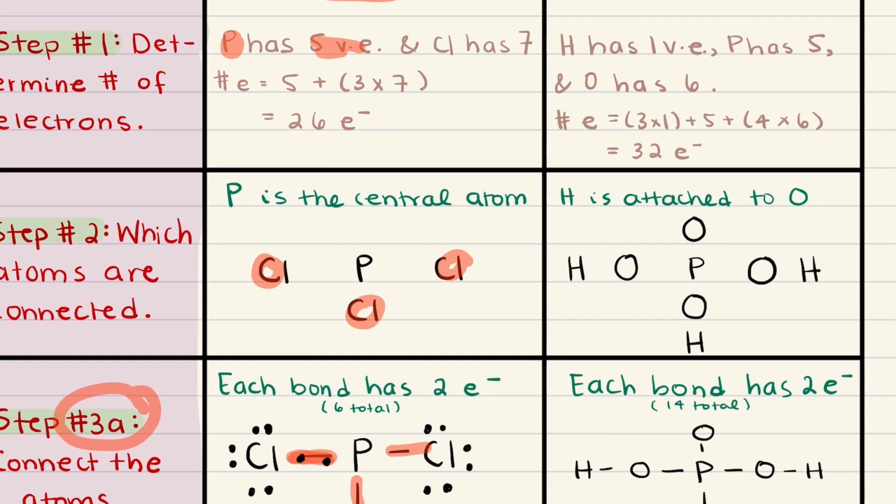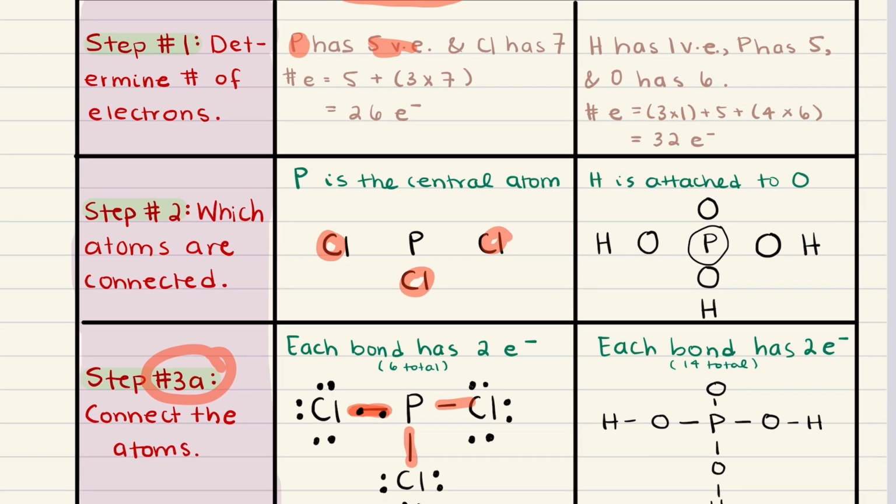Step 2 is determine which atoms are connected. Now this is an oxyacid, so each hydrogen is attached to oxygen, and then each oxygen is attached to the central atom. The central atom here is going to be phosphorus again because it is the least electronegative. It's going to be connected to and surrounded by the 4 oxygen atoms, and then the hydrogens are associated with the oxygen atoms.